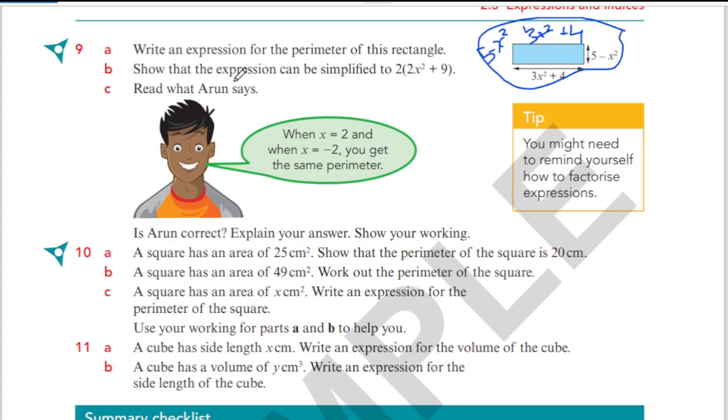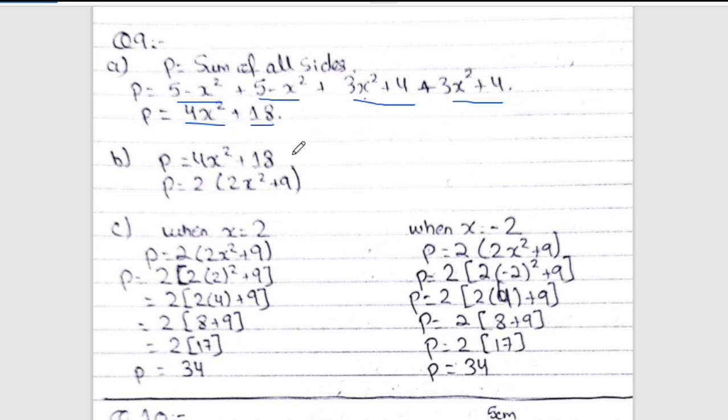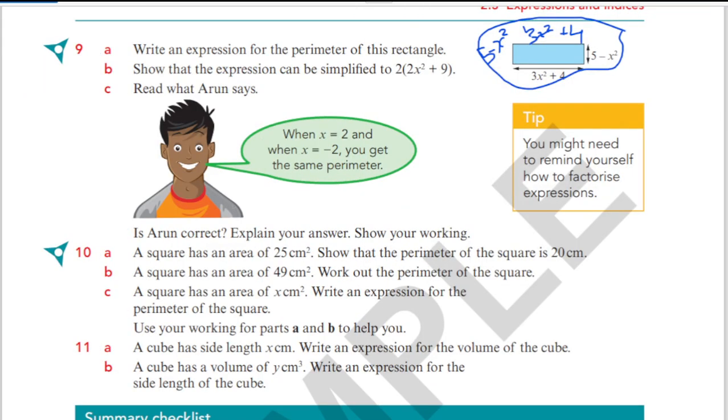Now part B: show that the expression can be simplified to 2 brackets 2x square plus 9. You simply have to take common from this expression. If I take 2 common, then 2 will remain over there, 2x square plus 9. So it is proved that if you take common from this expression, our expression will be the same as they said in the question, which is 2 into 2x square plus 9.